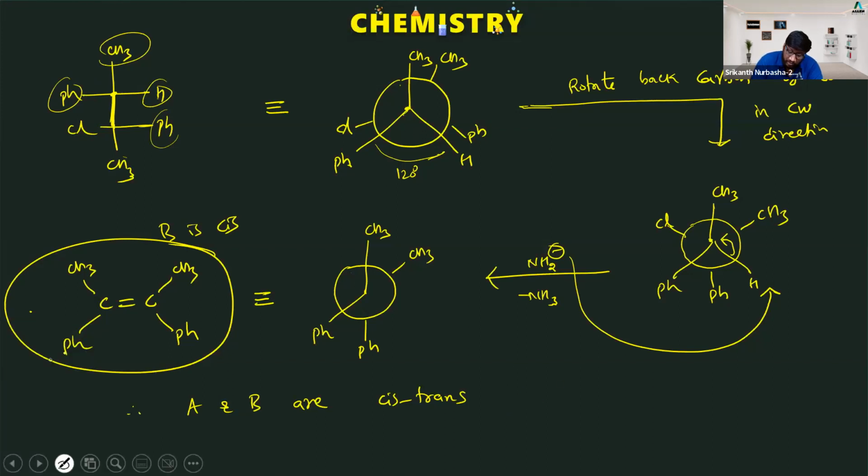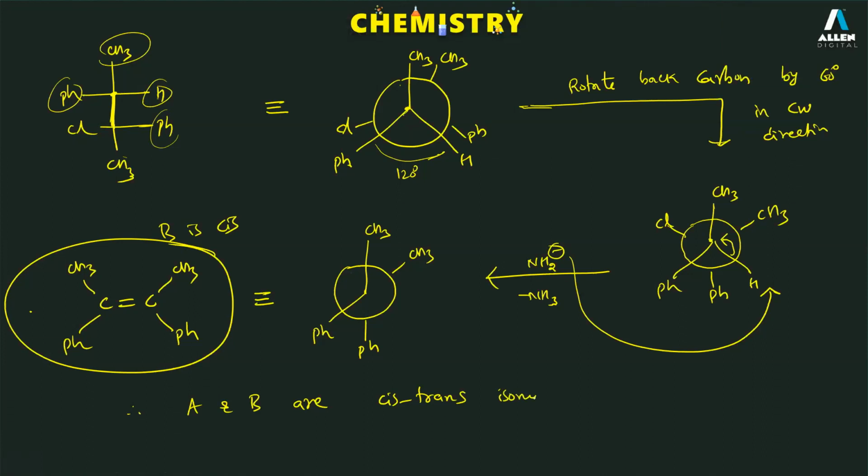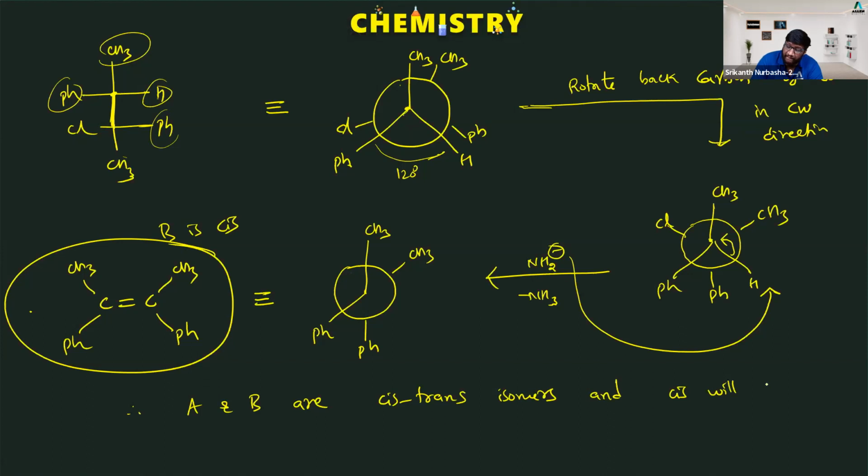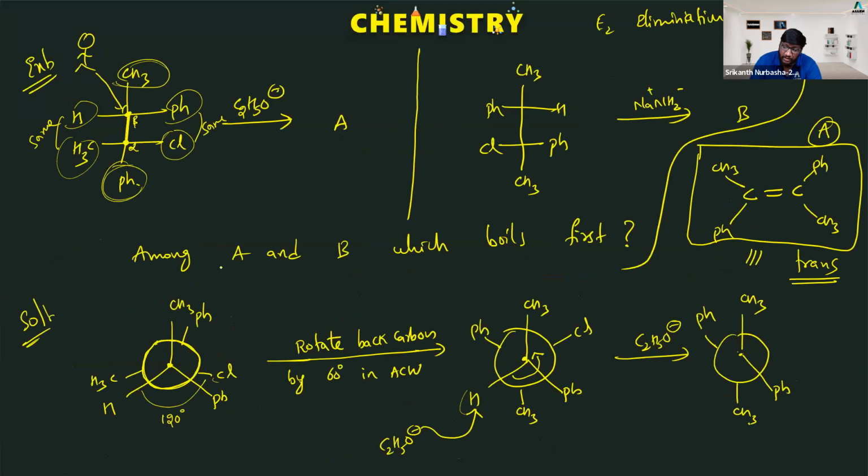And which will have higher boiling point? Cis will have higher boiling point as mu net is not equal to 0. Yes or no? So which boils first? Among A and B, which will be boiling first? Trans will be boiling first. So A, trans is nothing but A. A will be boiling first. Understood now?